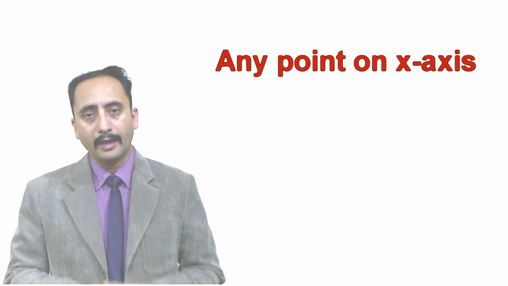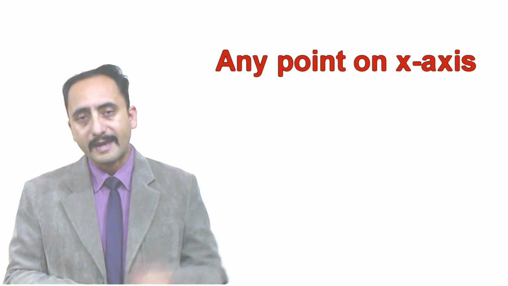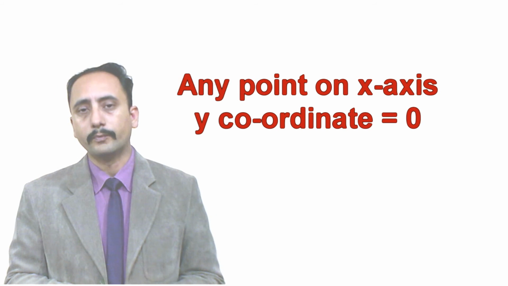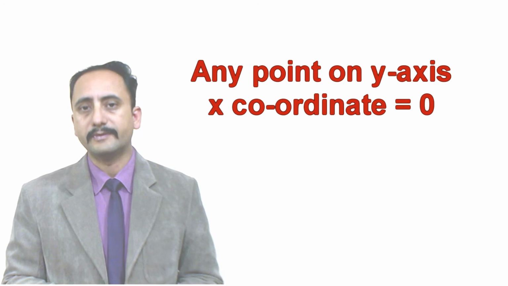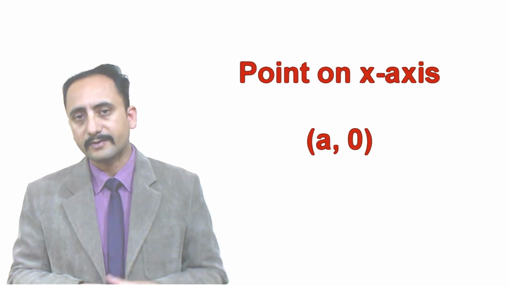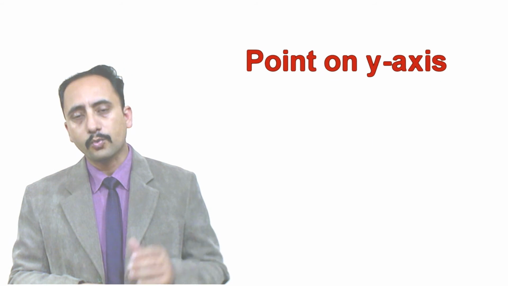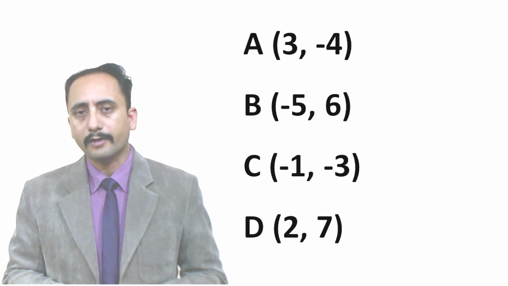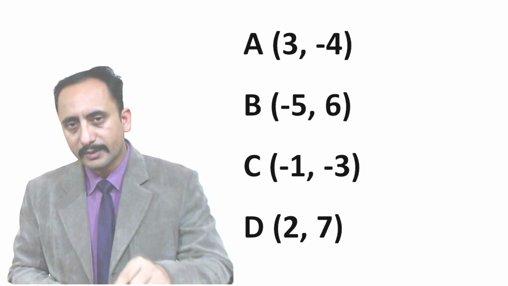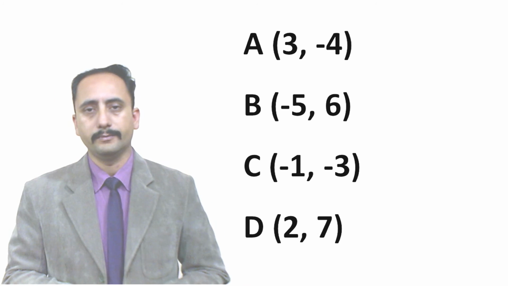In addition to this, any point on the x-axis, its y coordinate will be 0, and any point on the y-axis, its x coordinate will be 0. So the general form of a point on the x-axis is (a, 0), and the general form of a point on the y-axis is (0, b). So I'm going to give you a few points, and quickly you figure out in which quadrant these points lie. Pause the video and try to find out.